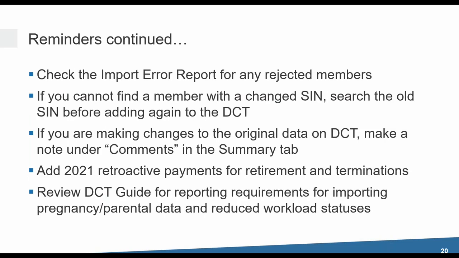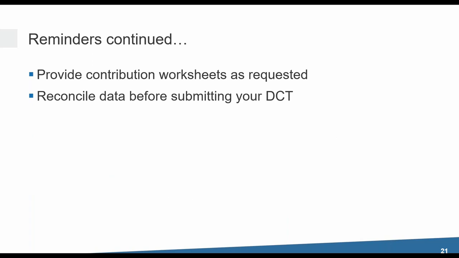Check the import error report for any rejected members. If you cannot find a member with a changed SIN, search the old SIN before adding it again to the DCT. If you're making changes to the original data on DCT, make a note under Comments in the Summary tab. Add 2021 retroactive payments for retirements and terminations. Review the DCT guide for reporting requirements for importing pregnancy, parental data, and reduced workload statuses. Provide contribution worksheets as requested, and reconcile the data before submitting your DCT.